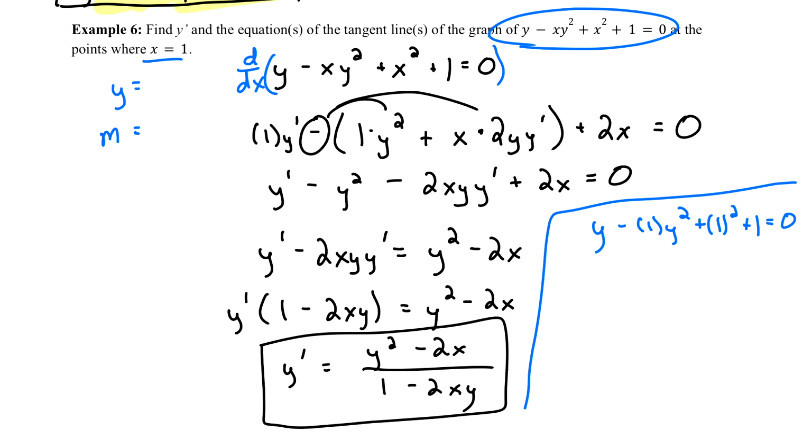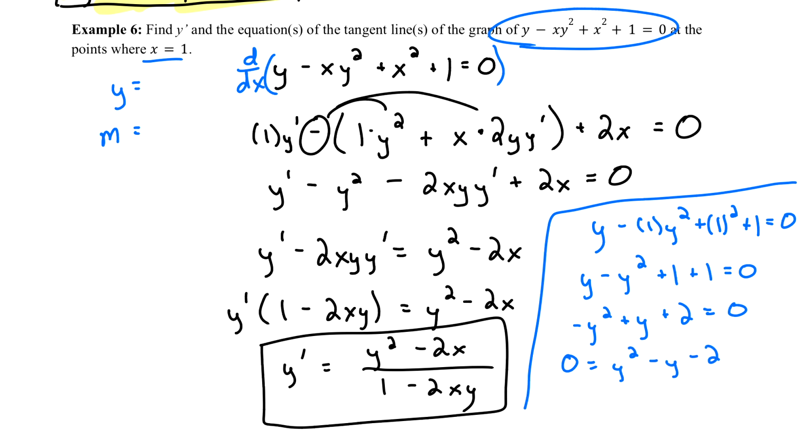So if I clean this up and do a little bit of simplifying, we'll have y minus y squared plus 1 equals 0. Let's see, that'll give us negative y squared plus y plus 2 is equal to 0. So I end up with a quadratic equation in terms of y. I don't really like this first term to be negative, so I'm going to move everything over to that right-hand side. You could also multiply the left-hand side by negative 1, but I'll just move everything over. That'll be y squared minus y minus 2.